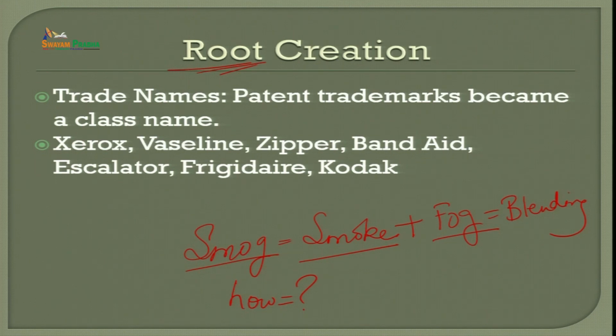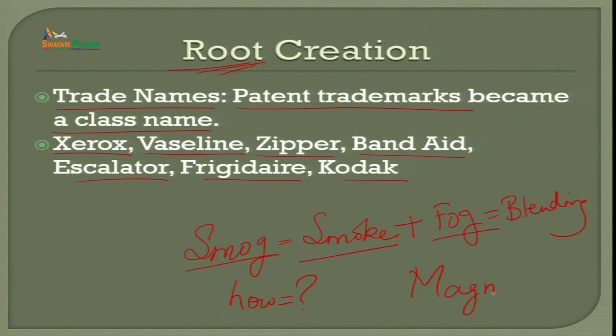Now, look at these terms which I have used in order to explain these things. Trade names. Generally, we use these trade names. For example, patent trademarks became the class name, right? Which kind of patent trademarks am I talking about? For example, if I say I am going to Xerox the copy, I am going to get the Xerox copy or Xerox machine. Now, what is that Xerox? It is the name of the inventor, and that becomes the root word from where it has been taken. Understood? In the same way, Vaseline, zipper, band-aid, escalator, Frigidaire, Kodak, all these terminologies we are using in our colloquial language because they were the names of either the inventors or the city to which he belongs.